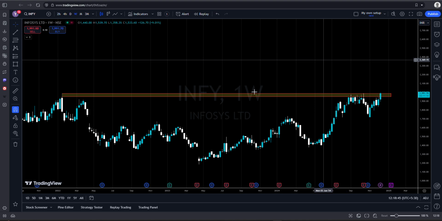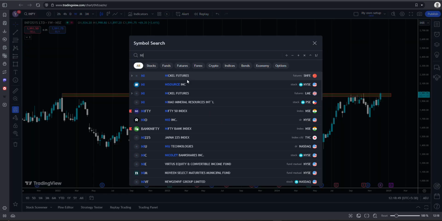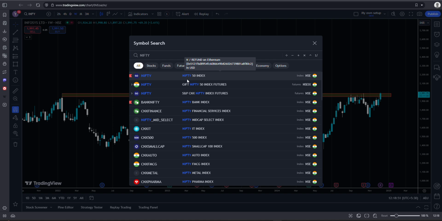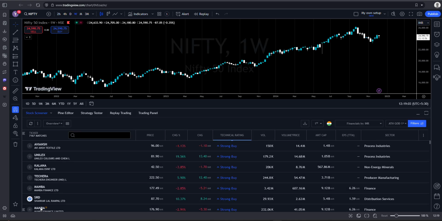Okay, it's quite easy, guys. First, open your TradingView chart. Let it be any chart of your choice. Put it on the weekly time frame. Once you have done it, there will be an option called stock screener in the bottom left corner of the screen. Just click on it.